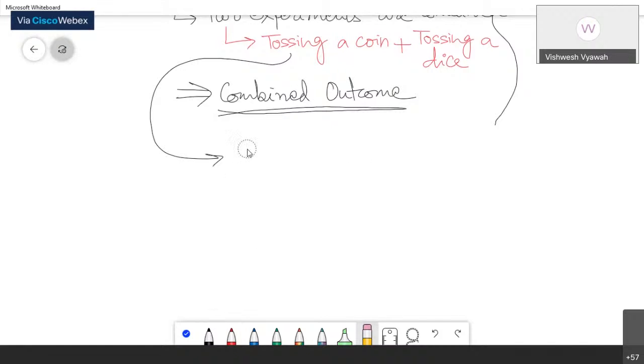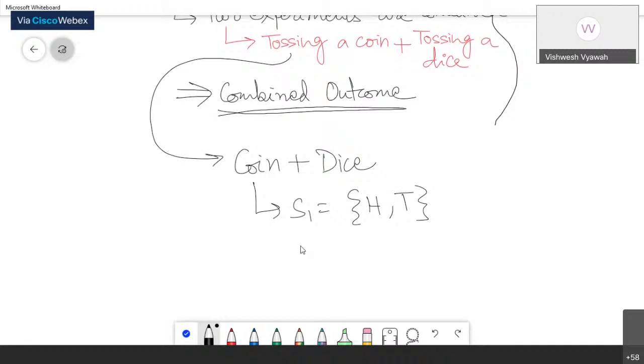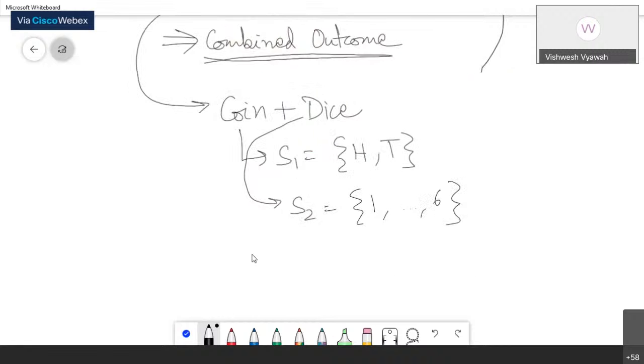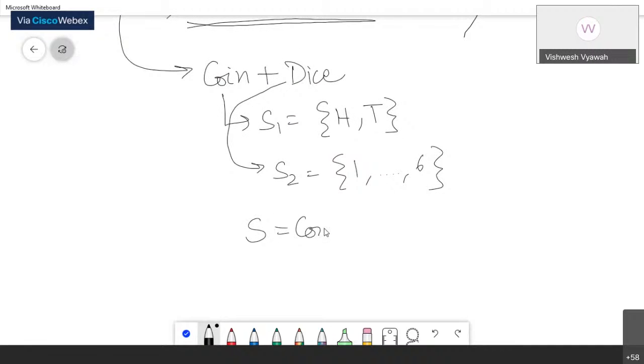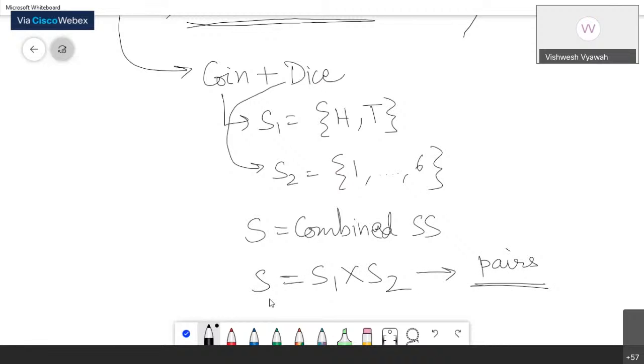So you have coins plus dice. So for this, S1 is equal to H and T. For this, S2 is equal to 1 to 6. Now your S, that is the combined sample space, S is equal to S1 cross S2. What does this cross mean? This cross means pairs.